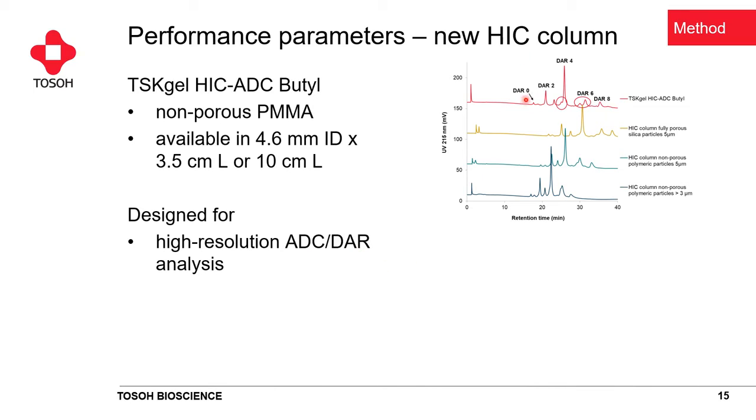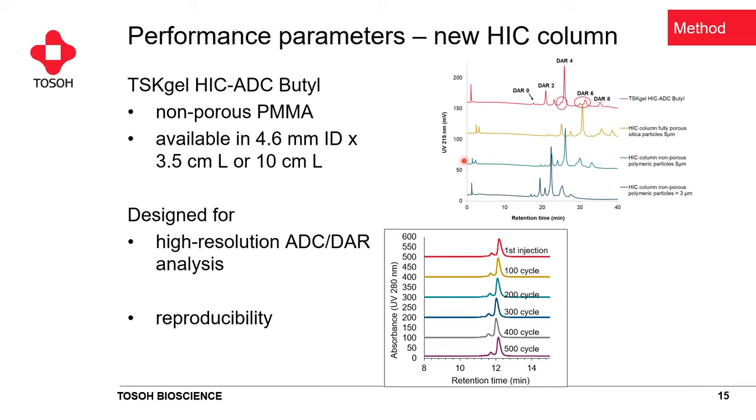So we compared this new TSKgel HIC ADC butyl column with other commercial columns, and what we found is that it really gives us the best separation of all. This is something we see if we look into the DAR4 peak over here. We see a small shoulder that we don't see anywhere else. Same is true for DAR6. We have a better separation of our main peak and the pre-peak as compared to all other columns tested, and these included silica particles, polymeric particles, porous, non-porous ones, to basically cover what is out there in the market currently.